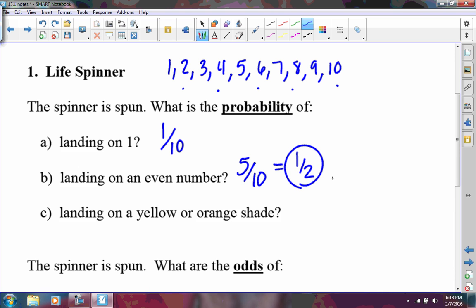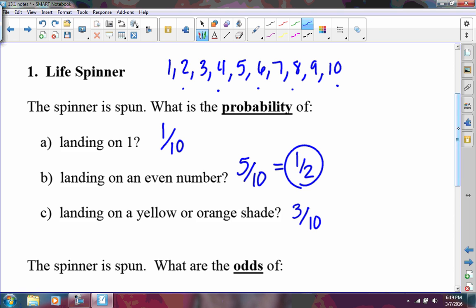And then there are colors as well on the life spinner. So you have to actually look at the life spinner here and see which ones are yellow and which ones are orange. But actually there are 3 out of the total 10 that are shaded in an orange or yellow color. So we would have 3 of that color out of the 10 total possible.